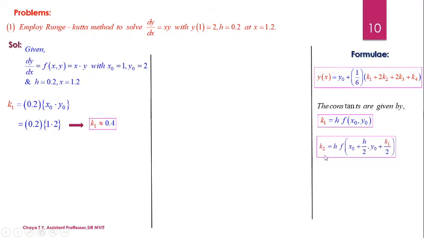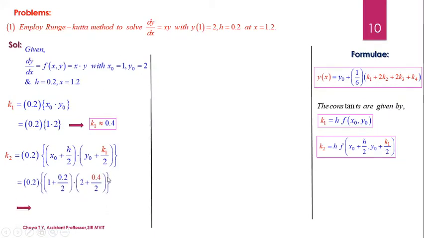Now let us see the formula for k2. So k2 is nothing but the product of step length h and the function f with x as x0 plus h by 2, y as y0 plus k1 by 2. Now first, let us rewrite the given definition with these substitutions for x and y. So, we get the expression as 0.2 into x0 plus h by 2 which is substitution for x, y0 plus k1 by 2 is replaced for the y term here. Now, substitute k1 value, h, x0 and y0 and use the calculator to simplify. We get the value of k2 as 0.484.